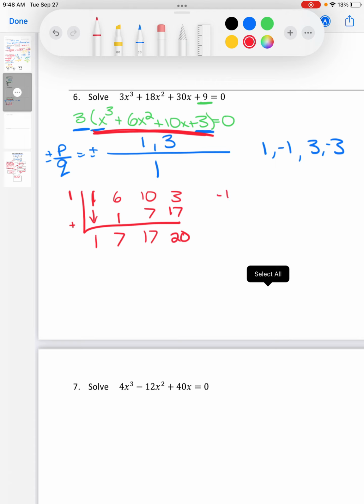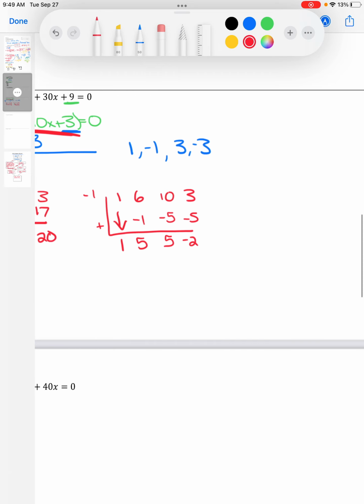So let's try negative 1. So bring down the 1. 1 times negative 1 is negative 1, so I get 5. Then I get negative 5. Right, 1 times negative 5 is negative 5. Add those together, I get 5. 1 times negative 5 is negative 5. Negative 2. That doesn't work. Okay, let's try negative 3. 1, 6, 10, 3. Negative 3 times 1, negative 3. So I get positive 3.